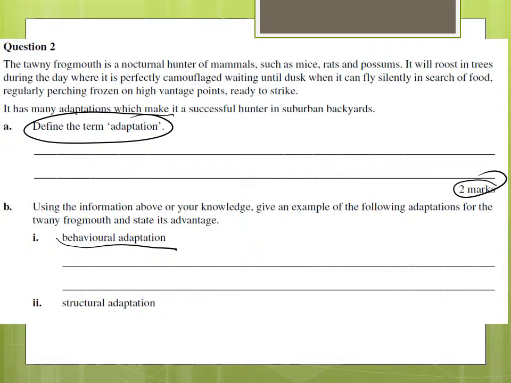So you need to list the behavioral adaptation. So give your example and then state how it is an advantage to do that. So there's 2 things. So the behavioral one would be worth 2 marks, 1 for the example and 1 for the advantage, and the same for the structural adaptation. 1 for the advantage and 1 for the example that you're able to give from the text above. So in total, this is worth 6 marks, 2 marks for each.